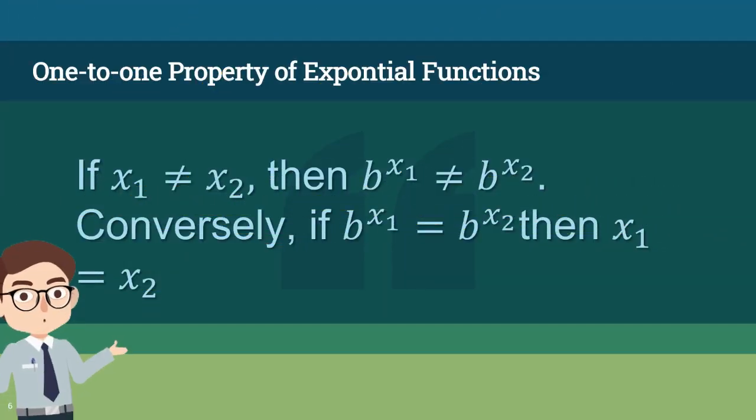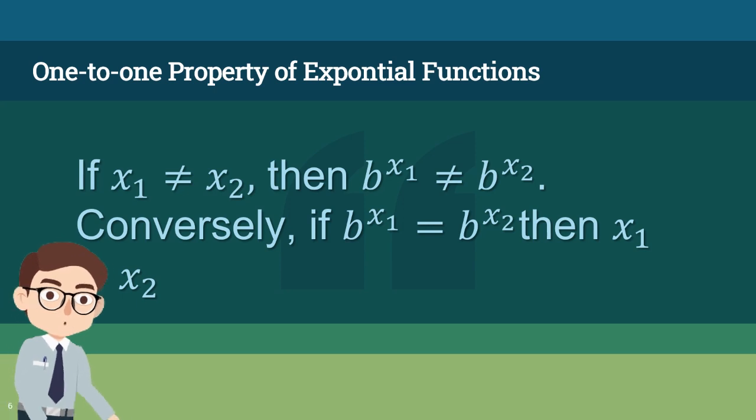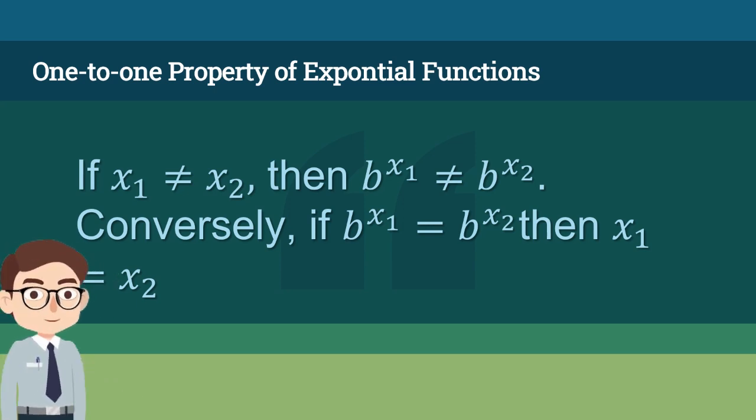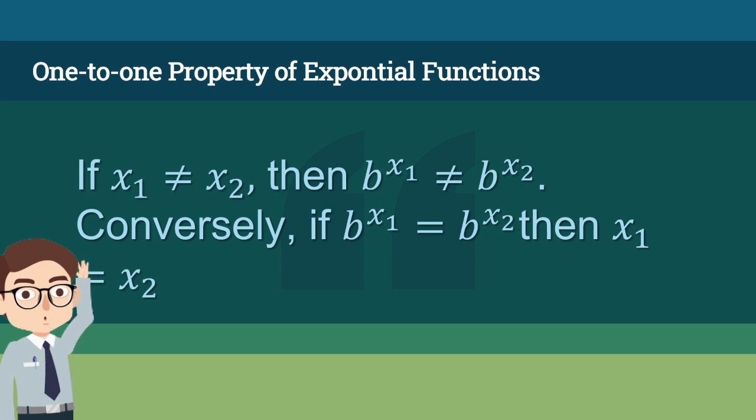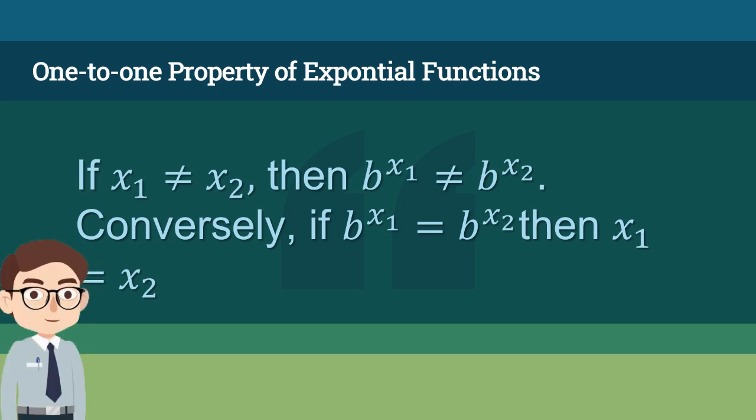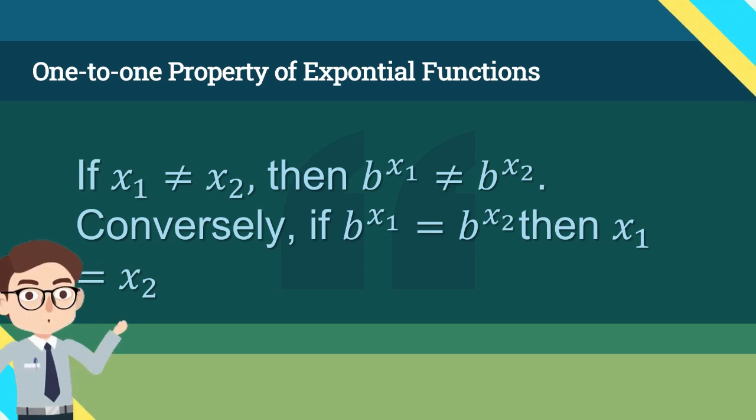Let's proceed to the one-to-one property of exponential function. If x sub 1 is not equal to x sub 2, then the base having an exponent of x sub 1 is not equal to the base having an exponent of x sub 2. Conversely, if the base having x sub 1 is equal to the base having x sub 2, then x sub 1 is also equal to x sub 2.